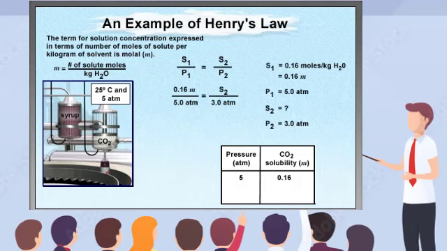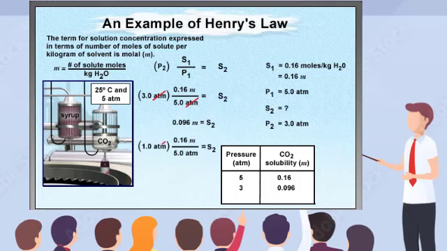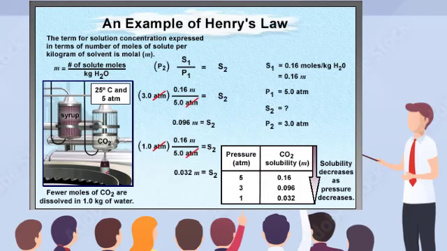Moving the pressure, P2, to the right side of the equation allows you to solve for S2. You can now use this equation to solve for the solubility of carbon dioxide at 3 atmospheres of pressure. The solubility of carbon dioxide at 3 atmospheres of pressure is 0.096 molal. When the pressure equals 1 atmosphere, the solubility of carbon dioxide is 0.032 molal. You can clearly see that the solubility of carbon dioxide gas decreases when pressure decreases.